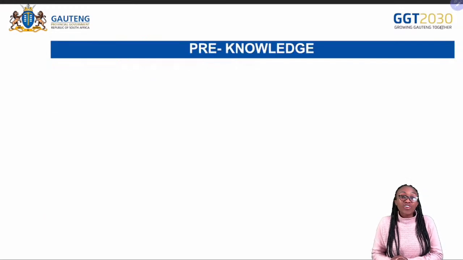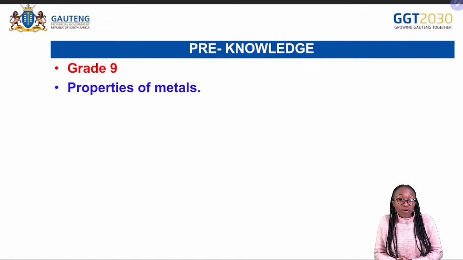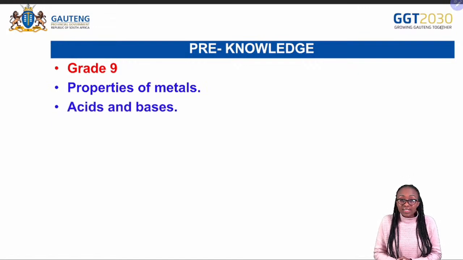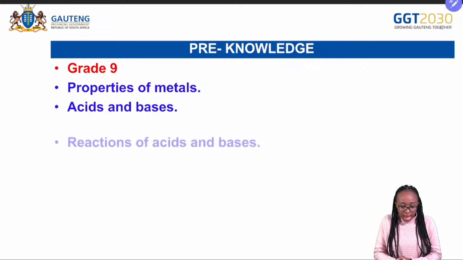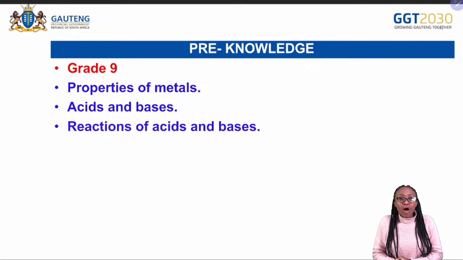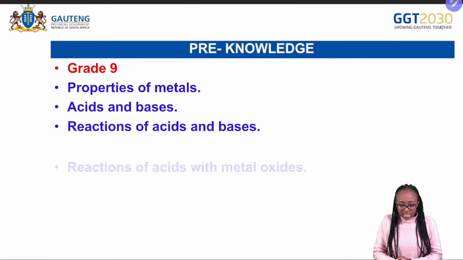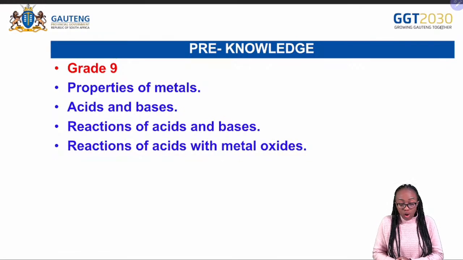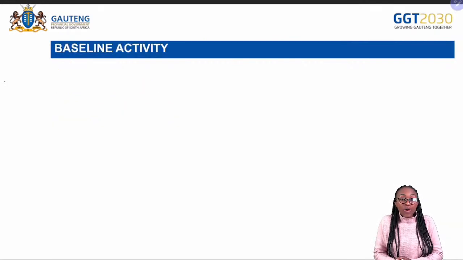Now let's move on to pre-knowledge. This is what you've learned prior to today's lesson. It basically laid down the foundation of today's lesson. In the previous lessons that we've been learning throughout this term, we learned the properties of metals. We also learned about acids and bases and their properties. We learned about the reactions of acids and bases, and then the reactions of acids and metal oxides.